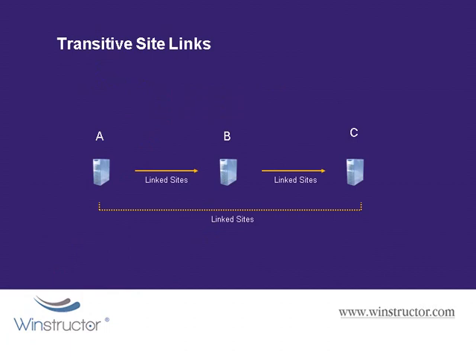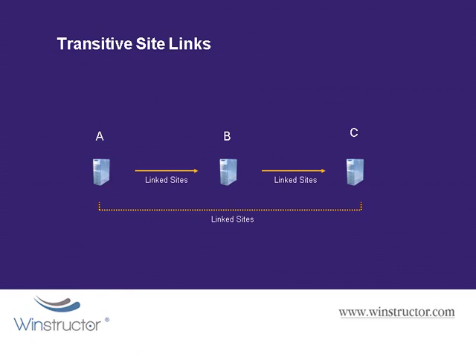Now, by default, all site links are transitive. Now, this simply means that if Site A and Site B are linked sites, and Site B and Site C are also linked sites, then Site A and Site C are also transitively linked sites. Now you can disable transitivity, but disabling it will cause all site links to be affected, and the result being that none of them will be transitive.